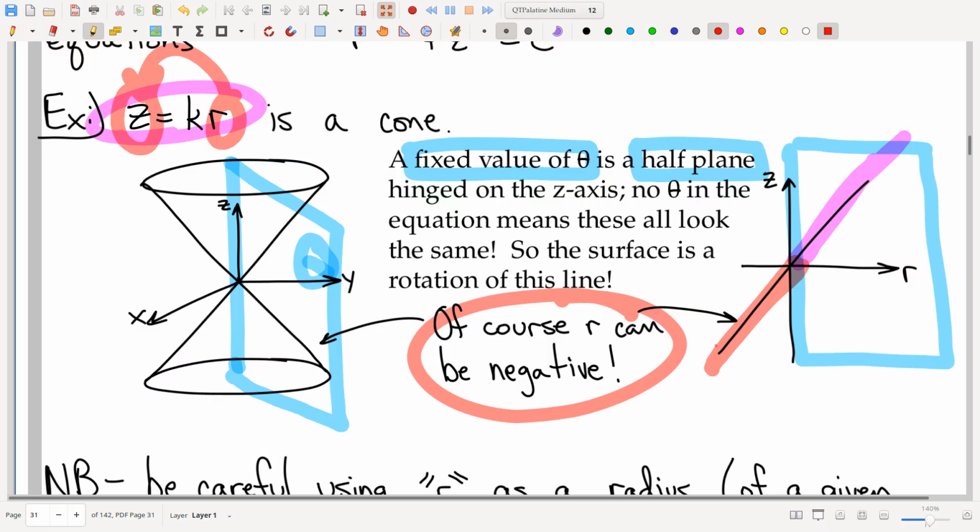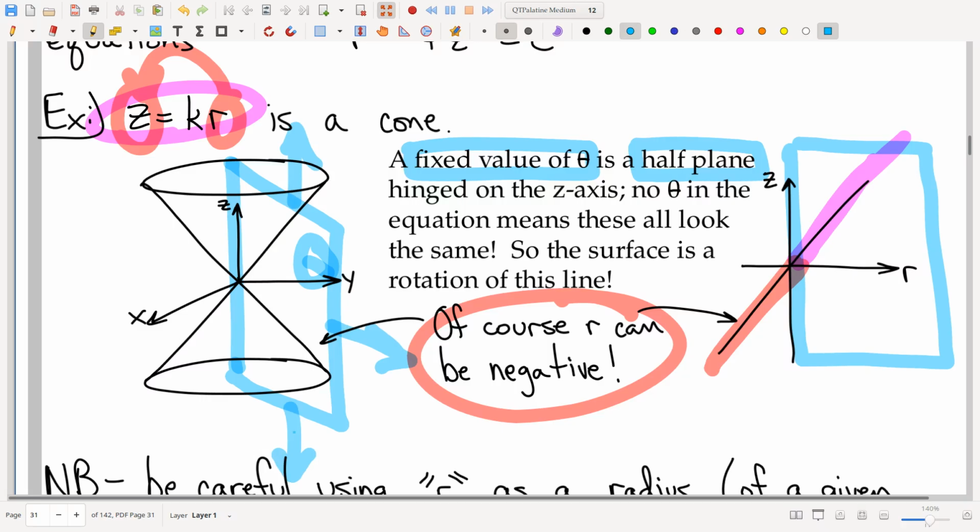And so what we do is we tend to draw a finite part of that infinite thing, and then you kind of have to use your imagination. So when I draw this half plane, what I mean is it goes infinitely in that direction, infinitely in that direction, and infinitely in that direction.